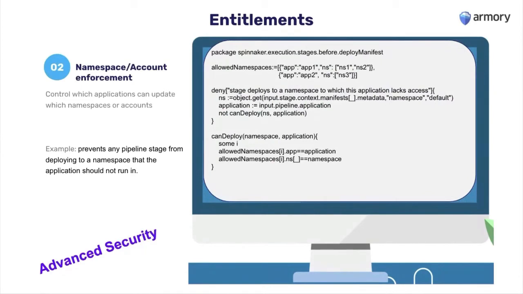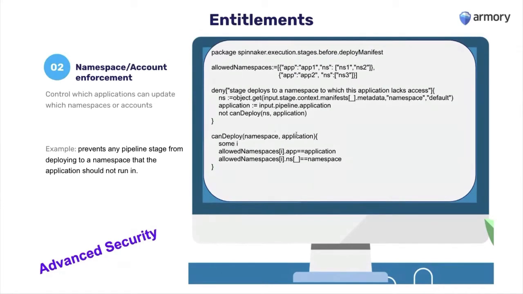Our second entitlements use case that we have a lot of customers doing is enforcing which accounts are allowed to deploy to which namespace. This allows you to put in a control that ensures every app is running only in the namespaces that are intended to be used for that application.